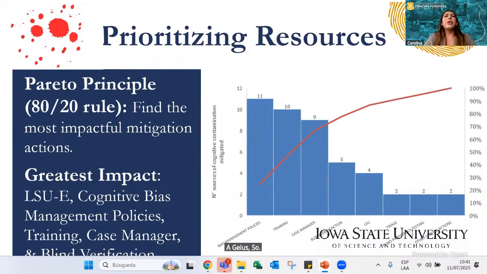So here you can see that by applying the action categories labeled as cognitive bias management policies, training, case manager, and blind verification, we could address approximately 80% of the potential sources of cognitive bias identified during the assessment. So, focusing resources on these categories was likely to result in the most value and benefit.